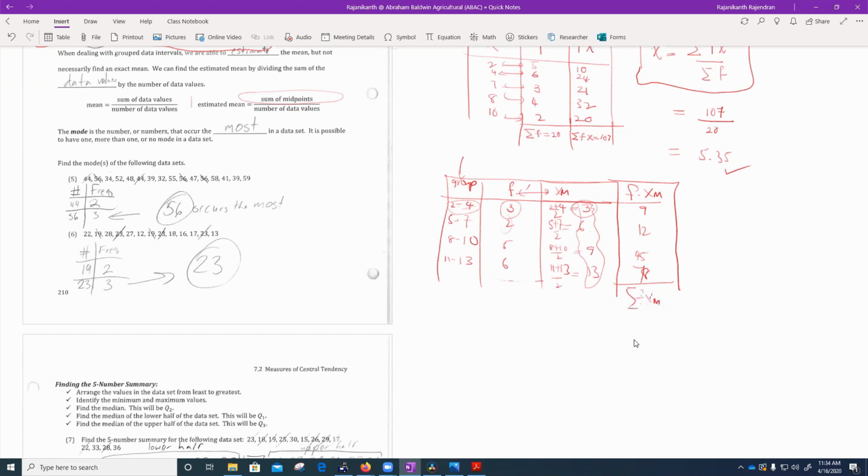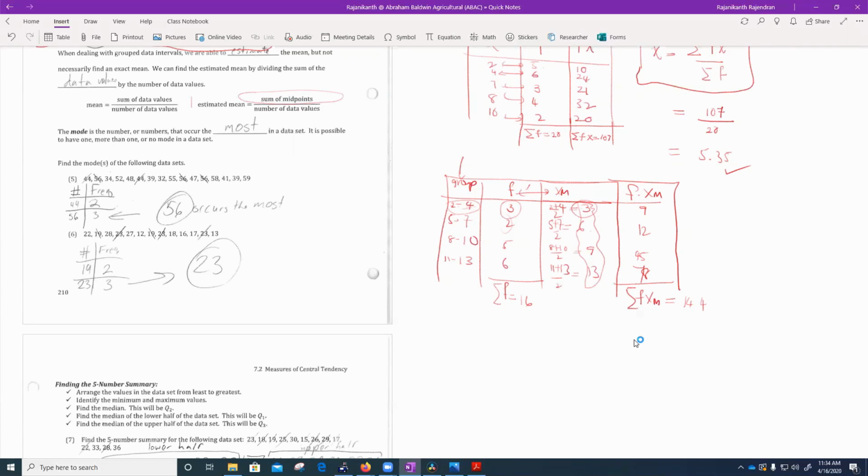Now find the summation of f. If you look at this, what is my summation of f here? 3 plus 2 is 5, 5 plus 5 is 10, 10 plus 6 is 16. And here, what is my summation of f times xm? Simply add these: 9 plus 12 is 21, plus 45 is 66, plus 78 is 144.